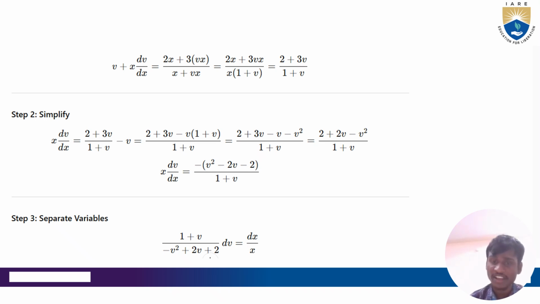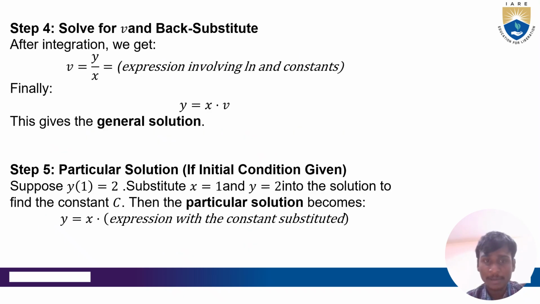On simplifying, we get 2 plus 2v minus v square by 1 plus v. So x into dv by dx is equal to minus of v square minus 2v minus 2 by 1 plus v. Now by the variable separable method, we get the general solution in terms of y equal to x into v. By taking the particular condition y of 1 is equal to 2, we get x equal to 1, y equal to 1, so y is equal to x. That is the solution.